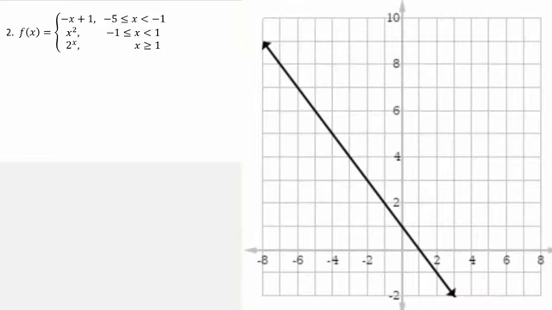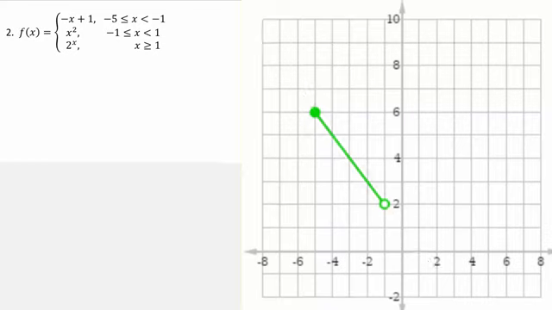Let's start with negative x plus 1. 1 is the y-intercept. Slope is negative 1, down 1 over 1. But we only want this graph from negative 5 to negative 1. So x equals negative 5, that point here. X equals negative 1, that point there. That's the only piece of that line we want. So the rest of the line we erase.